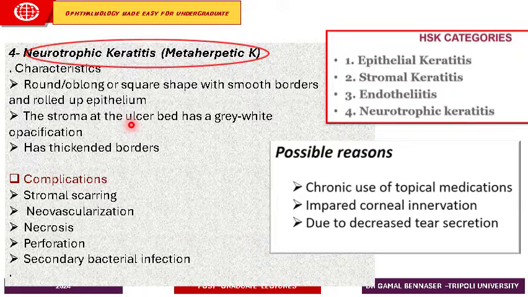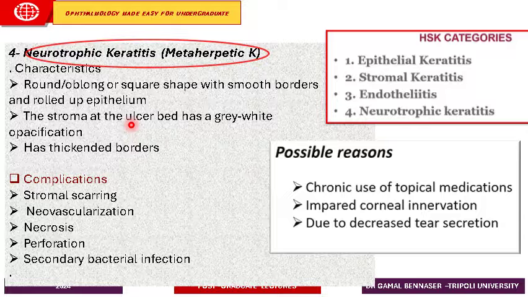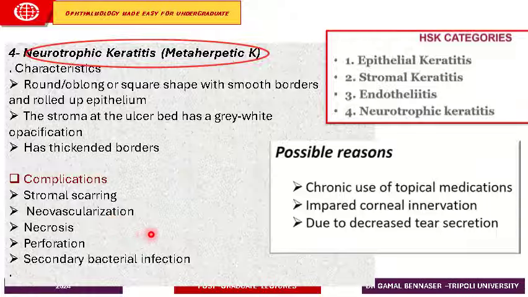So due to recurrent herpetic keratitis, each time there will be damage to the nerve endings and end up with decreased sensation, profound decrease in the sensation of the cornea, and this will disturb the integrity of the epithelium and the ability of the epithelium to multiply and heal. So the complication of this keratitis, if not managed properly, will lead to stromal scarring with new vascularization. This is a very important sign. When you find new vascularization with ulcer, you should think of this. And also necrosis and melting and even perforation of the cornea. And sometimes secondary bacterial infection.